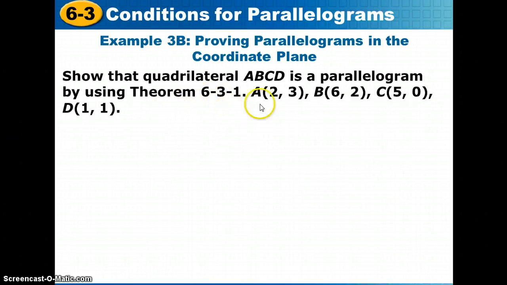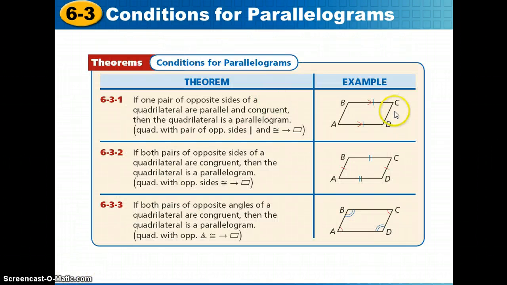Okay, on 3b, we're going to do a very similar thing, but we want to use theorem 6.3.1. So let me remind you of what theorem 6.3.1 states. Theorem 6.3.1 states that if a quadrilateral has a pair of opposite sides parallel and congruent, then it's a parallelogram. So what I want to show on this next example is that one pair of opposite sides are both parallel and congruent. To show they are parallel, we will use the slopes of each line, showing that they're the same. And to show they are congruent, I will use the distance formula.